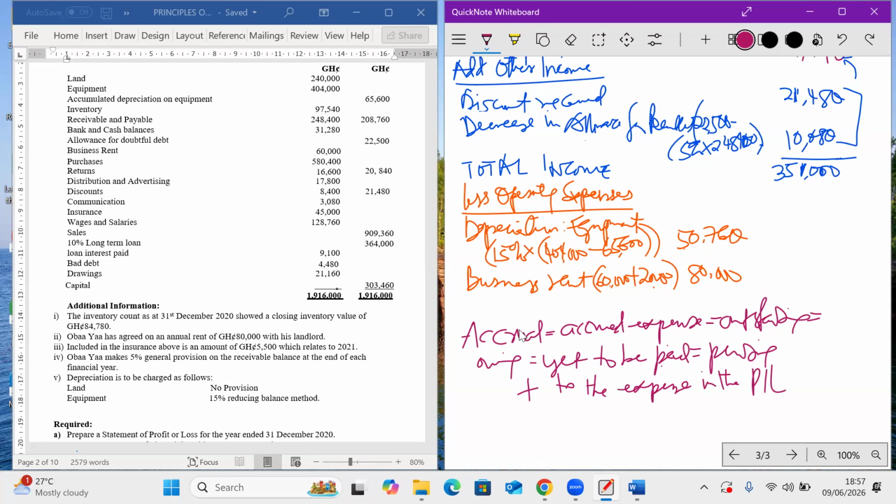Then in the balance sheet, let me write it this way. You treat it twice. In the P&L, add to expense. Then in the balance sheet, you add to current liabilities, CL. That's how you treat it. Whenever there's an accrual, anything accrued or outstanding, or yet to be paid, in the P&L you would add to the expense in the trial balance.